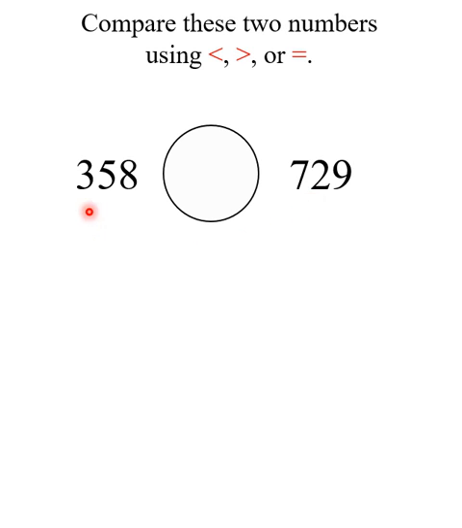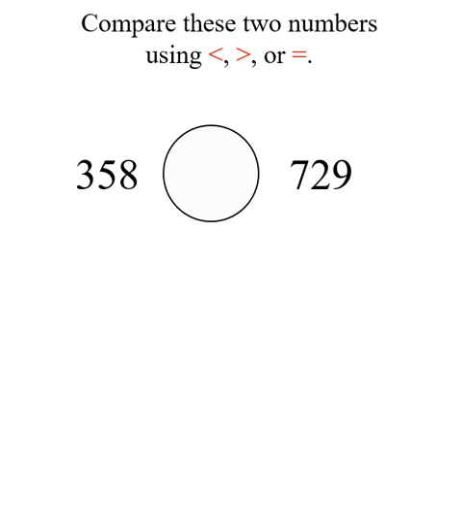I don't even need to worry about those tens or those ones because right away, just by looking at the hundreds, I know that 300 is less than 700. So I know that my answer is 358 is less than 729. Now I have to write that less than symbol in the circle.